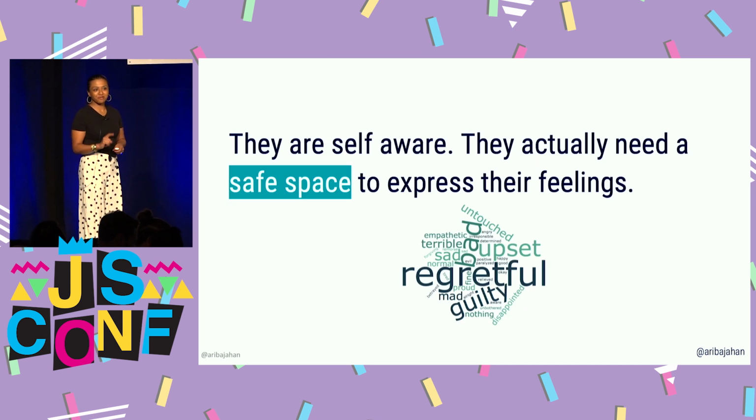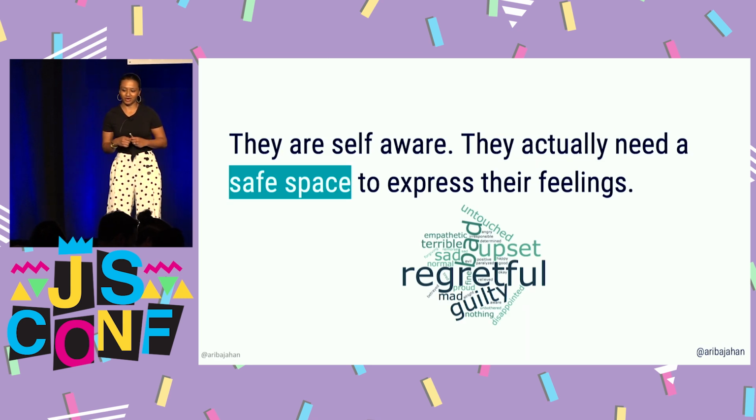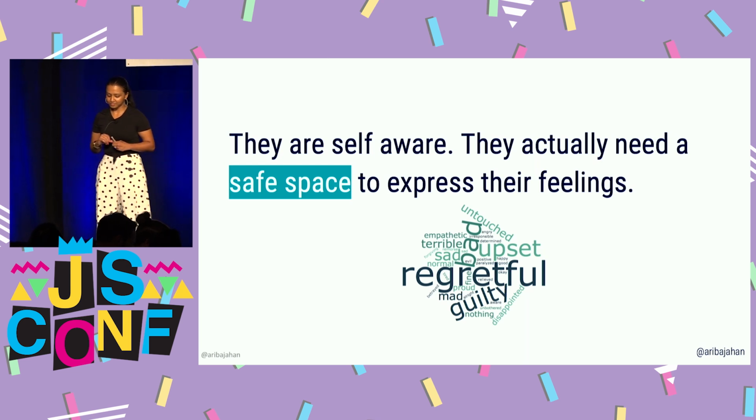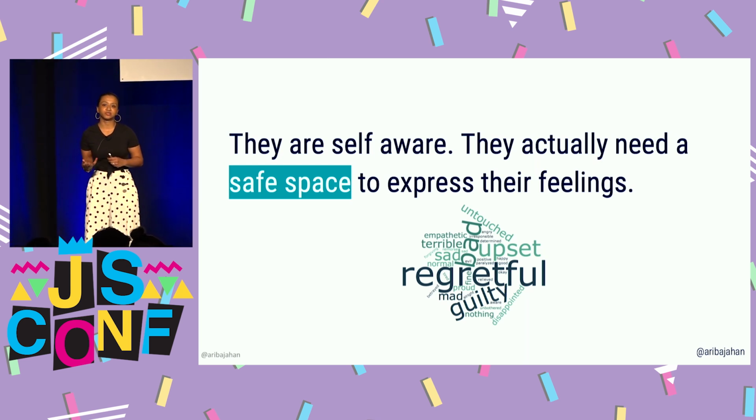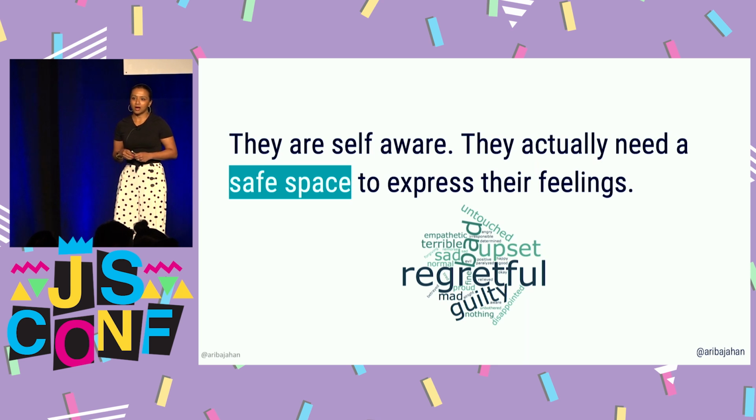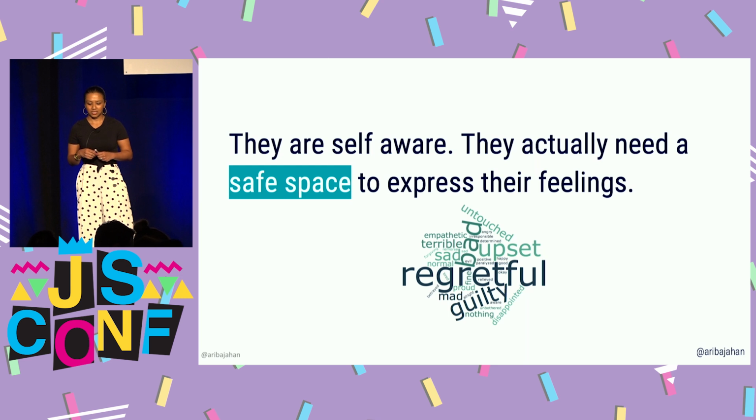And they're actually way more self-aware than we give them credit for. We asked them, can you think about a moment where you mistreated someone or you hurt someone? And when they did that, they used words like regret, guilt, upset, as how they felt afterwards. So they're clearly fully aware of the implications of their actions.